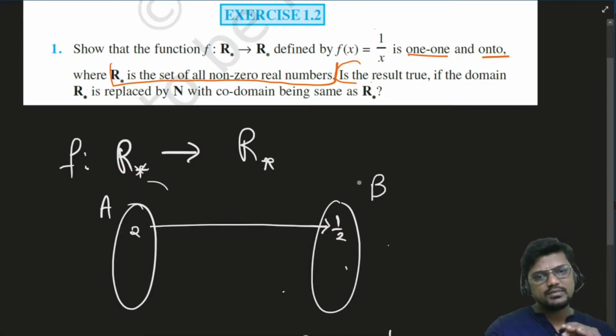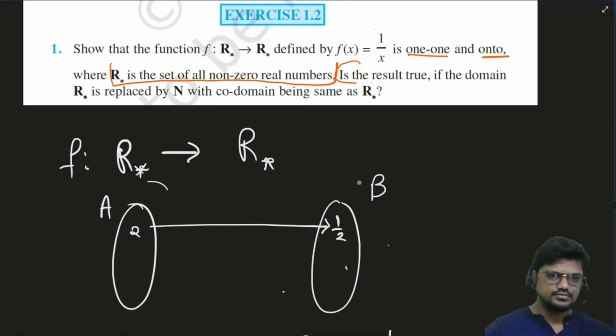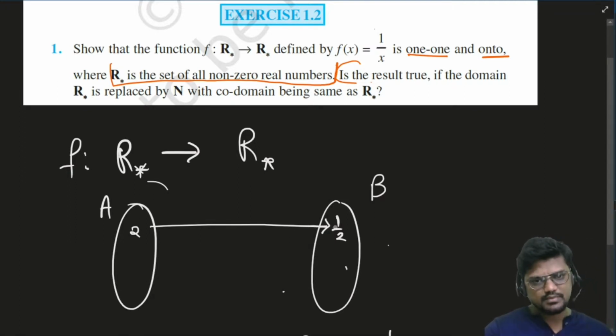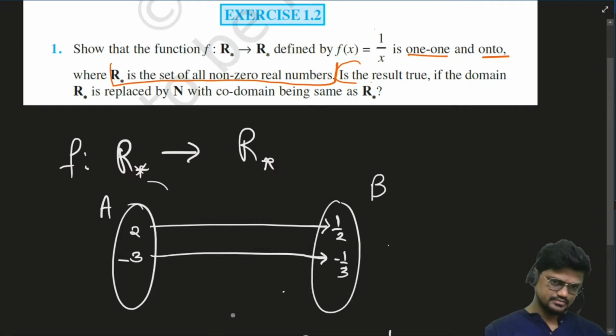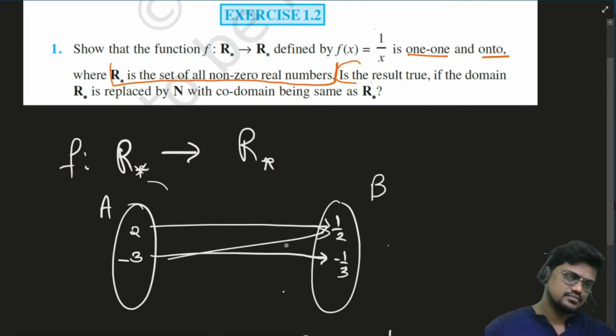So for every element I will get an element, and it will also be unique. If I write plus 2, I will get plus 1 upon 2. If I write minus 3, I will get minus 1 upon 3. I will not have two children of the same mother over here. Right?